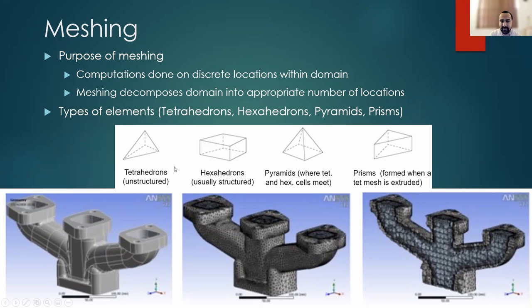But just know, by default, ANSYS will always try to use tetrahedrons because they're the most compact in terms of space and quality. And usually, if you're trying to deal with any kind of fluid simulation, it's better to use prisms, and I've found prisms and hexahedrons work well.